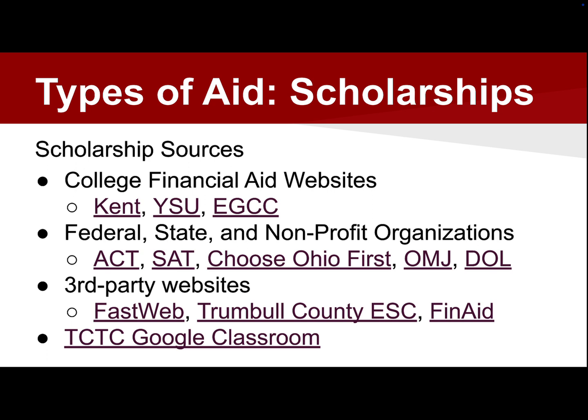There are some third-party websites you can use: FastWeb, the Trumbull County Educational Service Center, Fine Aid. There's a bunch of websites out there. Just make sure that they're reputable. If ever you click a link and it says pay for the privilege of searching for scholarships or pay for the scholarship application, it is not legitimate. That's a scam. Do not use those.